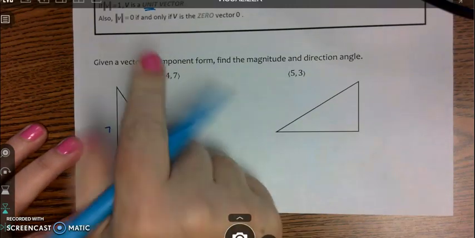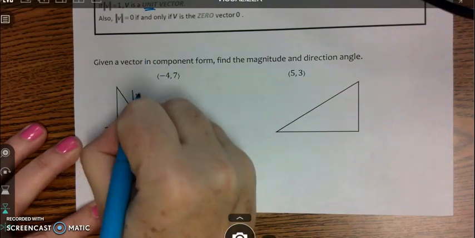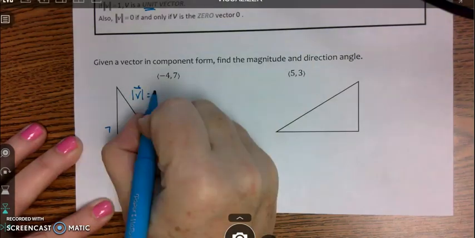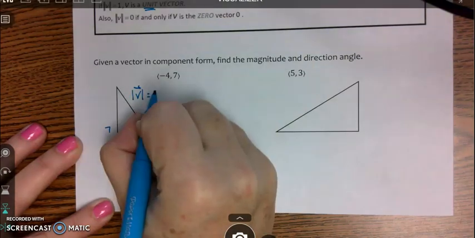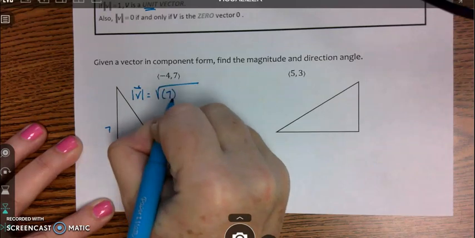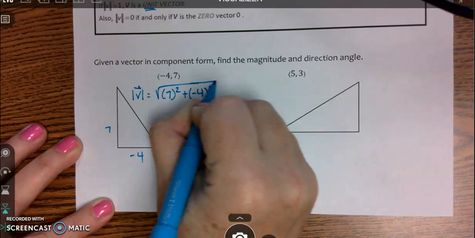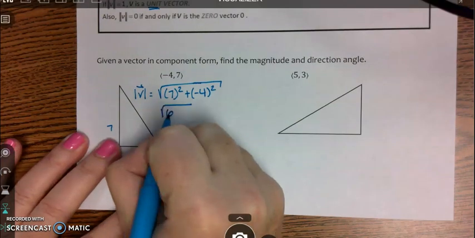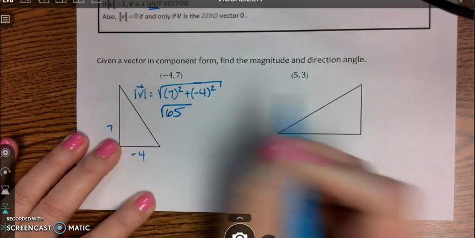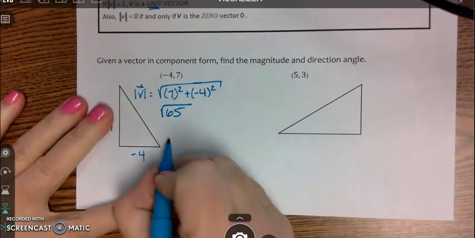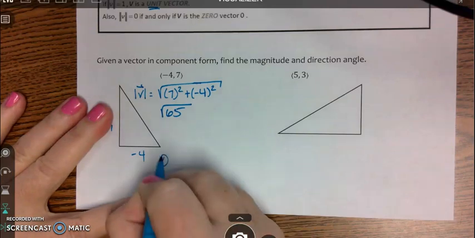So the component form, so magnitude, I'm just going to shorthand it here, is the square root of 7 squared plus negative 4 squared. That gives me the square root of 65. 65 is just 5 and 13. Can't do anything there. And then our direction, I'm just going to put theta.